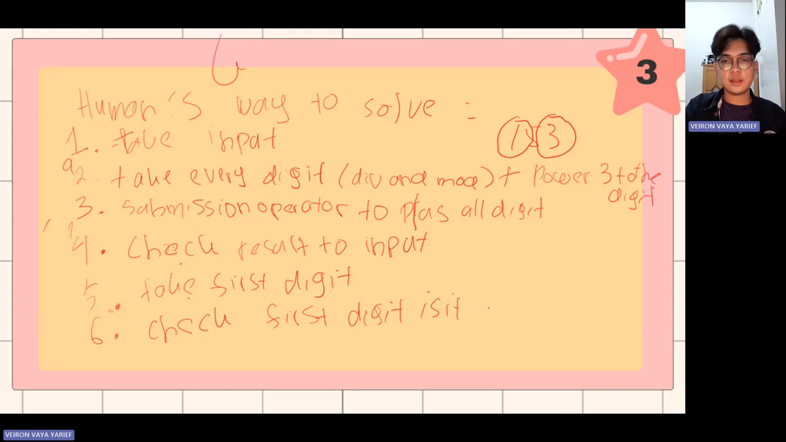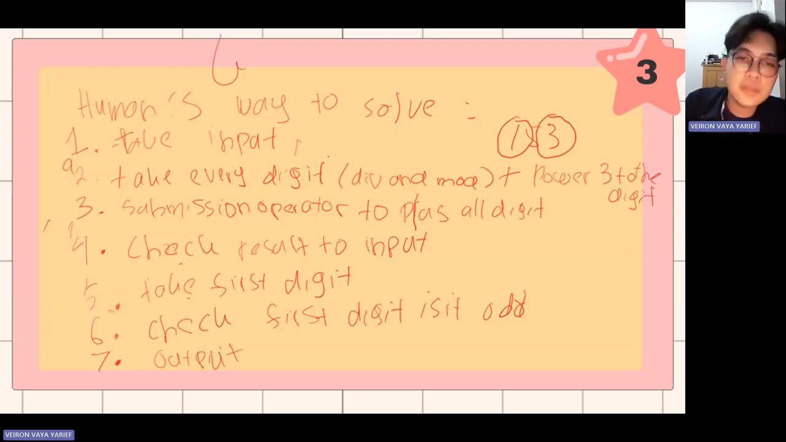Is it odd? This is how a human will solve the problem. And outputting is the last thing. Okay. So, as a human, we have 7 steps to do. And now we need to realize our human steps as code. How do we do this?